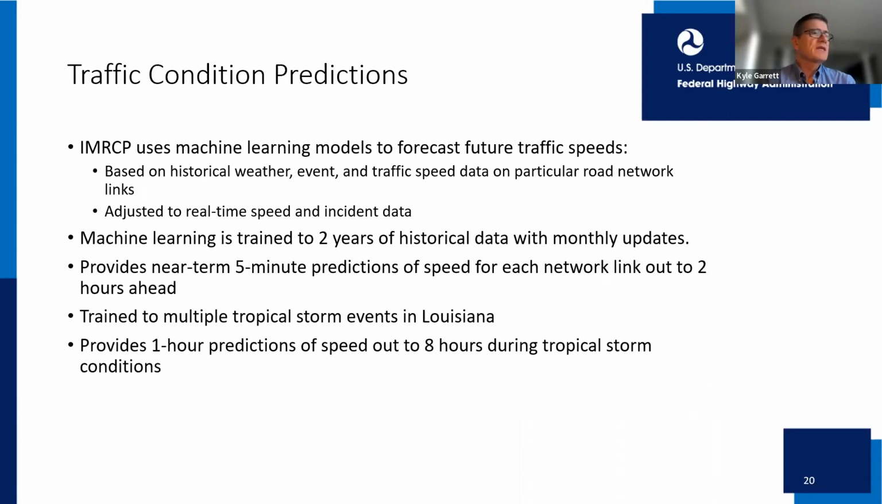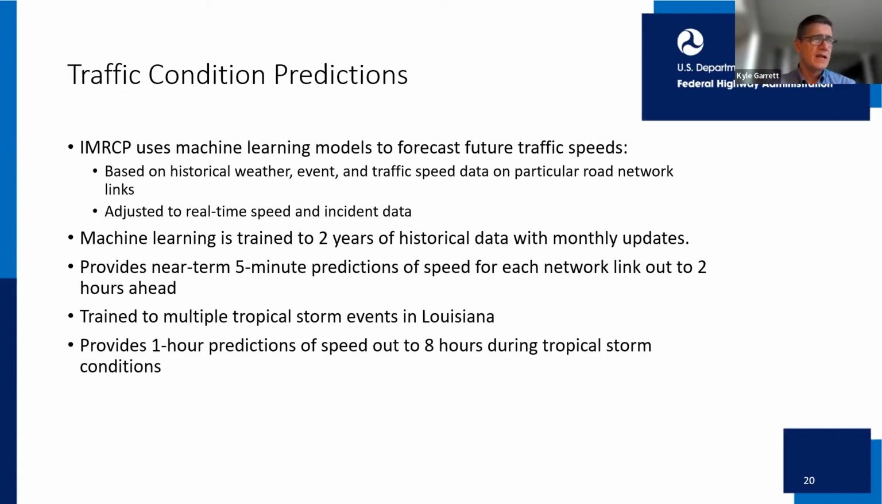Traffic condition predictions, and we'll get into these a little in more detail when we talk about the tropical storms. It uses machine learning models to forecast future traffic speeds. Those take into consideration historic weather, event, and traffic speed data on particular road network links, and they're adjusted then to the real-time speed and incident data. We trained the machine learning to 2 years of historical data, with then updating it monthly as we get new data to add to that. That training is applied to every single road segment in our network.